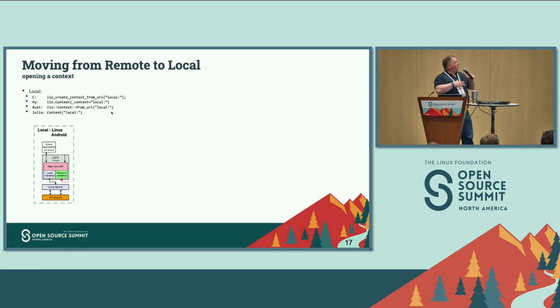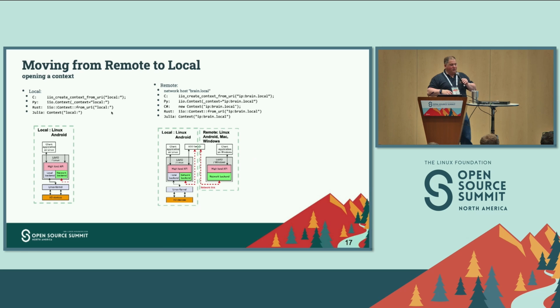On local, when I create a context, I just say IIO create context from URI and say local. And when I want to do it remotely, I just say create context from URI and give it an IP number or a USB address or a serial port address. And that IP can be over wired or wireless or 10.1L, or the serial port can be over Bluetooth. The physical transport mechanism doesn't matter that much.